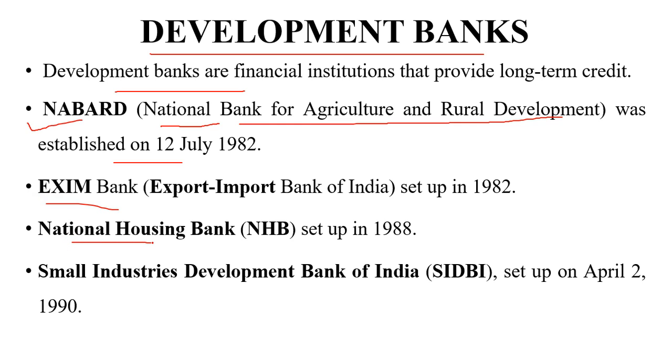Next is the National Housing Bank, NHB, set up in 1988 to promote the housing sector of our country. Next is the Small Industries Development Bank of India, in short called SIDBI, set up on 2nd April 1990, and it promotes finance to micro, small and medium scale industries. So this is the structure of the Indian banking system.